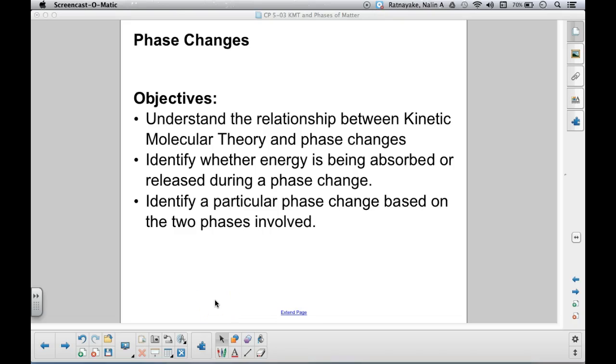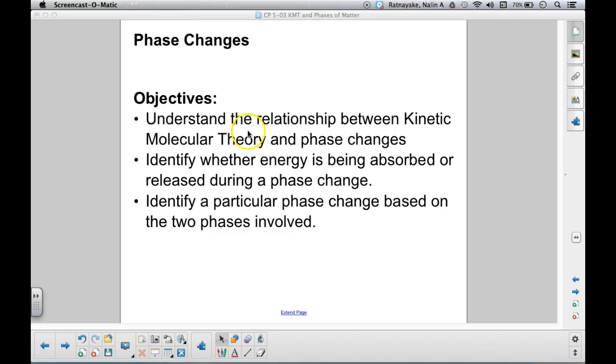Hello students, in this lecture we're going to talk about phase changes. So now that we know about the different states of matter and what's going on at the molecular level in each state of matter, we're going to talk about how we can move from one state to another. How do we go from a solid to a liquid to a gas and back down again?